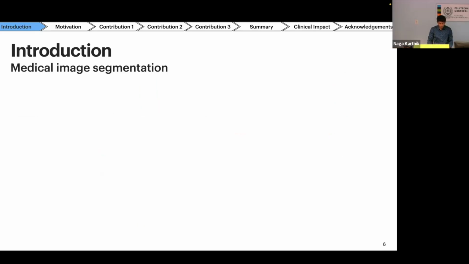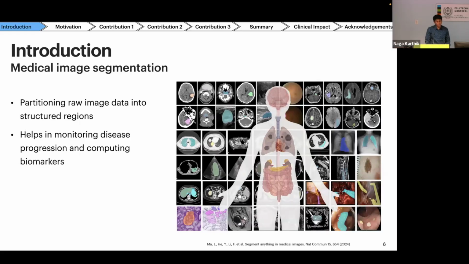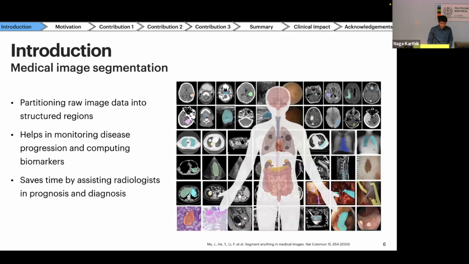Before moving on to the image analysis of the spinal cord, let us look at what medical image segmentation means. It is essentially partitioning raw image data into meaningfully structured regions. This is an example showing the segmentation of different organs in the body across different imaging modalities: CT, ultrasound, MRI, etc. It's useful in monitoring disease progression, getting risk assessments, or even computing image-based biomarkers. And the promise of automatic image segmentation is that it saves time by assisting radiologists in prognosis and possible diagnoses as well.